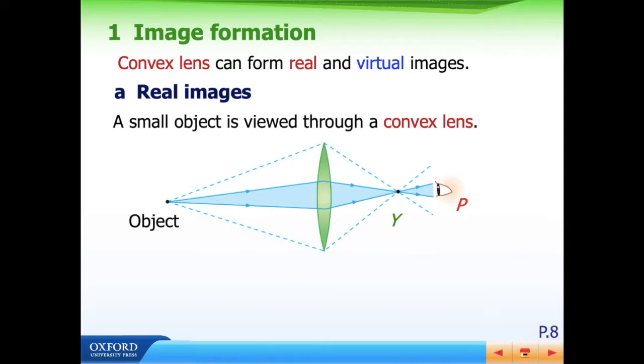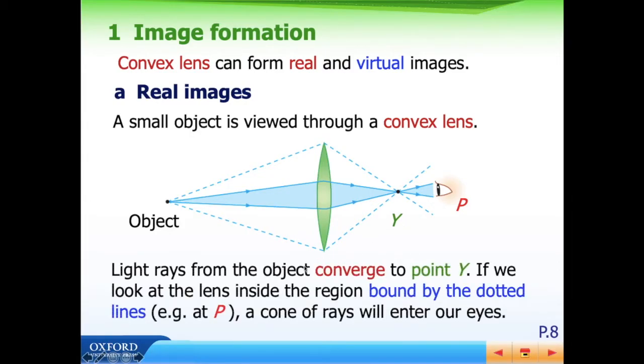Okay, real images. Consider a small object that is viewed through a convex lens. Our object is located right here at this particular point, and we have here a convex lens. And this is you, the observer. Now, consider this point Y here. What is this point Y? Basically, this point Y is the point where these light rays, or shall we say the refracted rays, are converging. Light rays from the object converge to point Y, as I've mentioned.